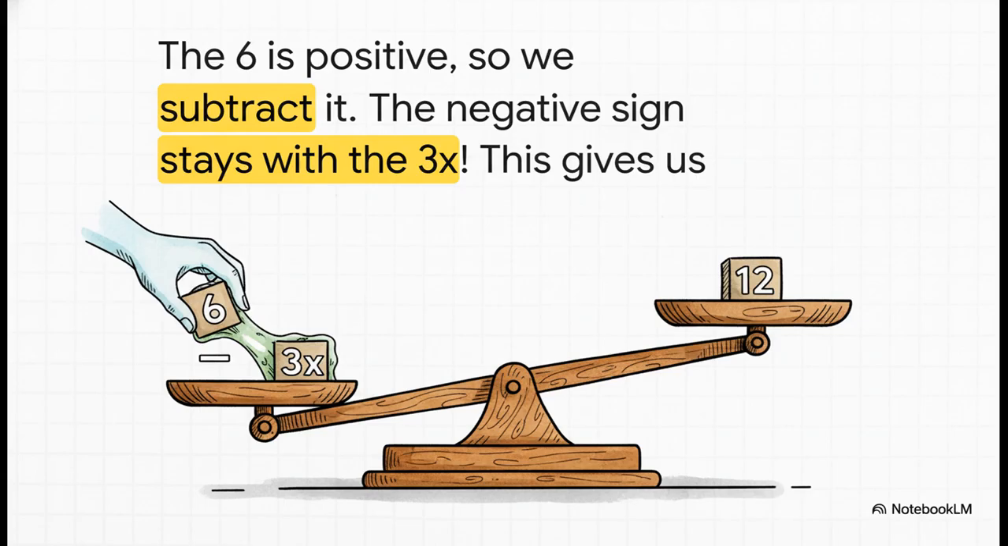Okay, pay close attention here, because this is the crucial part. Look at that 6 at the beginning. There's no sign in front of it, which in math means it's a positive 6. So, to get rid of a positive 6, we have to subtract 6 from both sides.